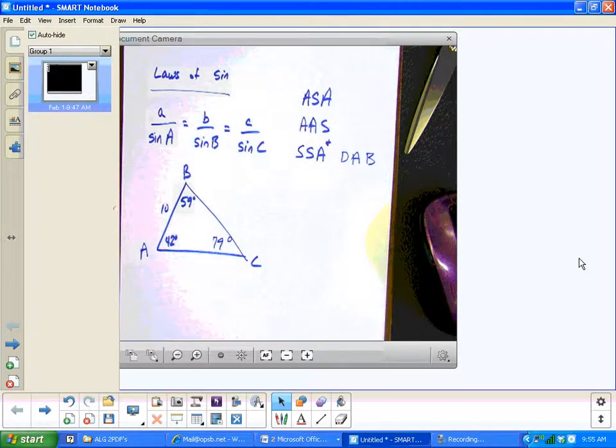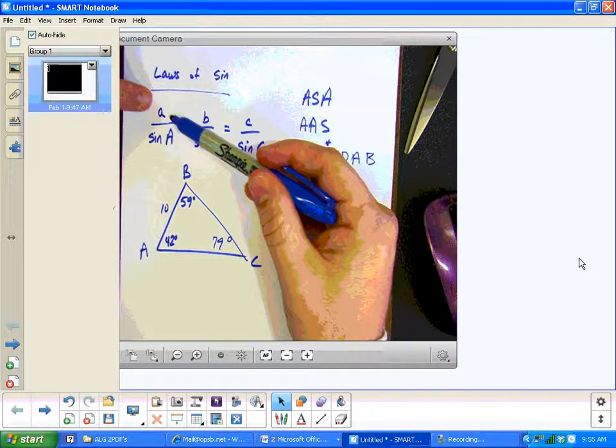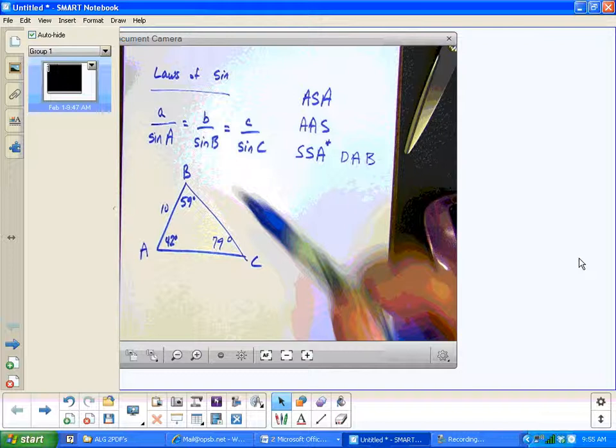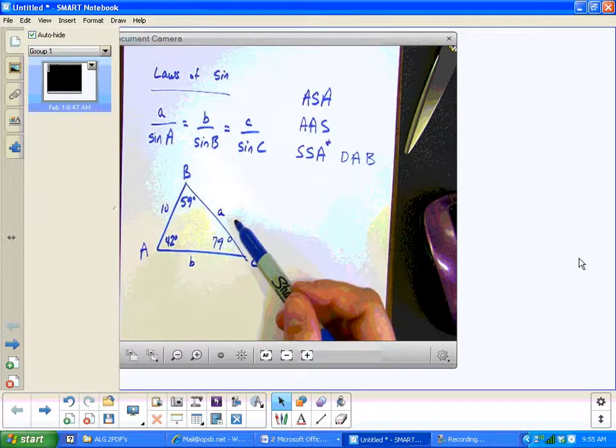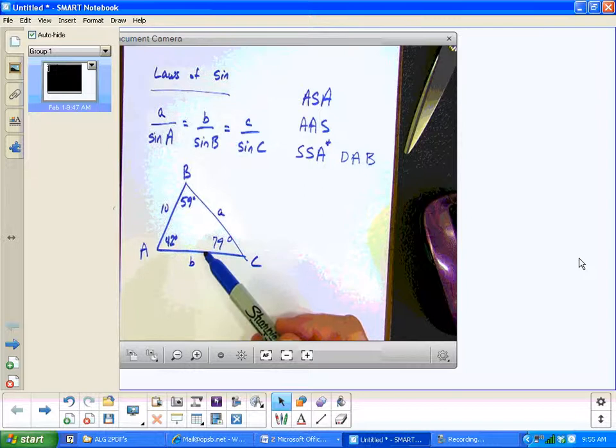Okay, all right, let's plug in. So we're going to do A over sine of A. Now, this would be side A, right? And then this would be side B. So we're trying to find side A and side B there. Now let's plug into our formula.